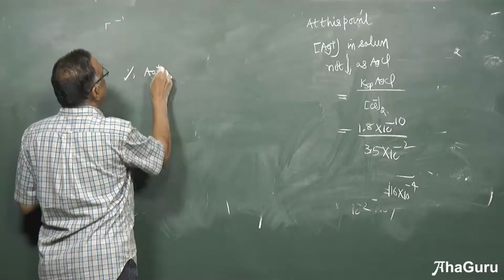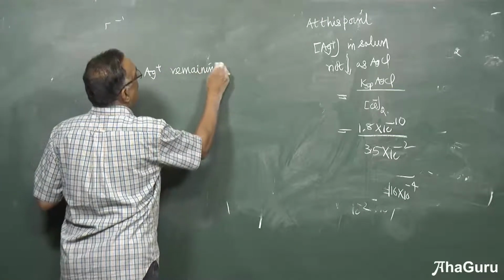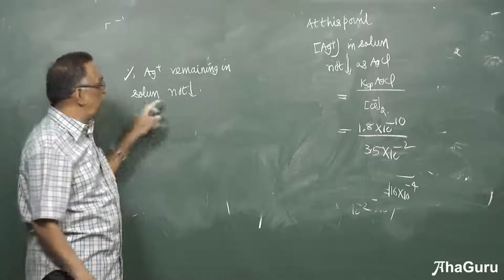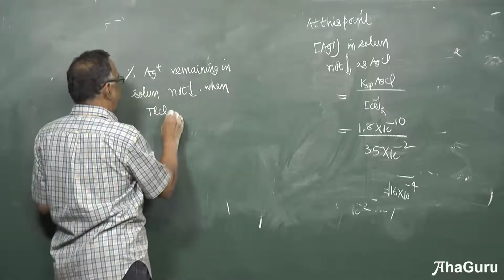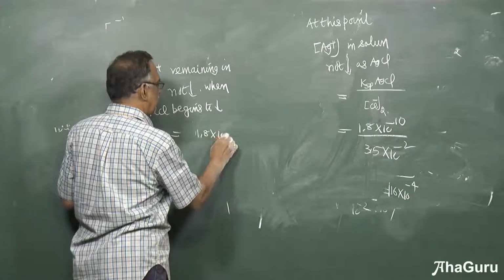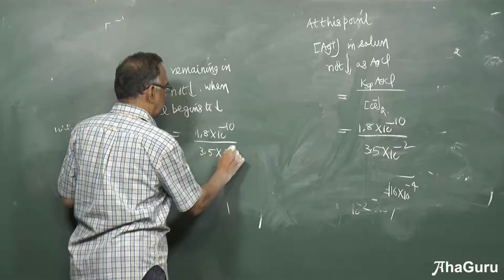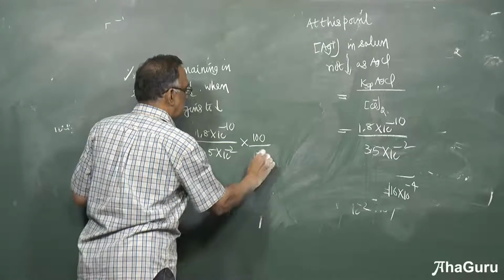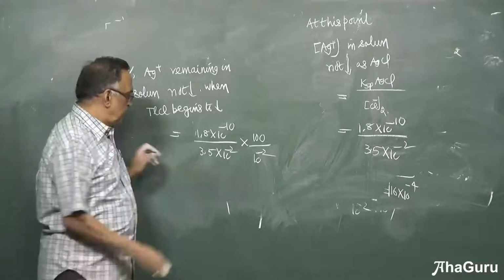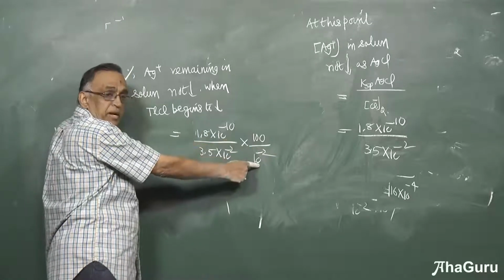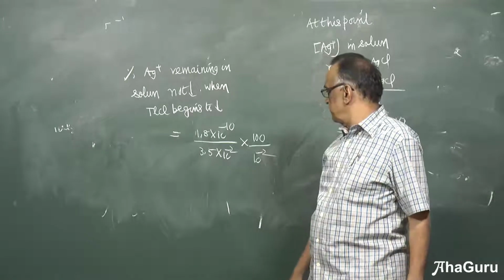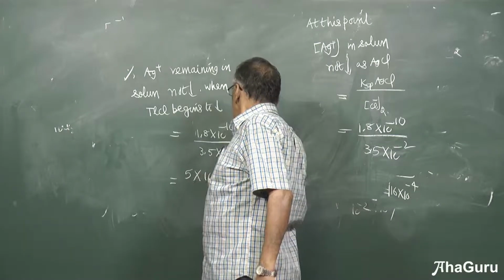The percentage of Ag plus remaining in solution, not precipitated, when thallium chloride begins to precipitate is what? 1.8 into 10 power minus 10 divided by 3.5 into 10 power minus 2, into 100, divided by 10 power minus 2. Why 10 power minus 2? That is the starting concentration. 0.1 or 0.01? 0.02. This will be taken from that, into 100 because percentage, divided by 10 power minus 2. Simplify and see how much you get. Approximately 5 into 10 power minus 5%.